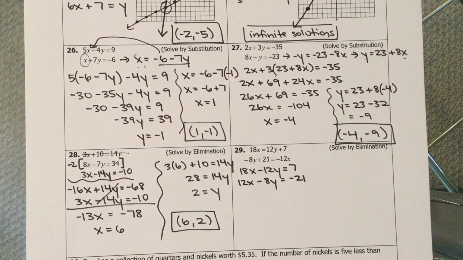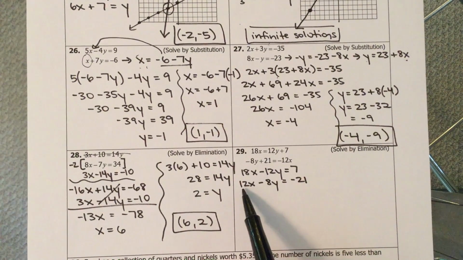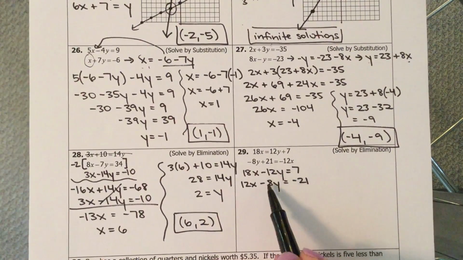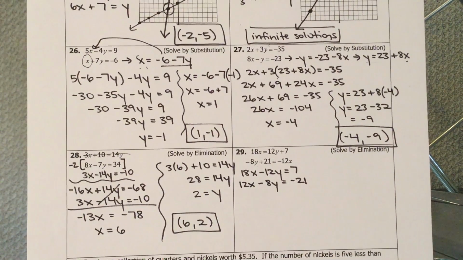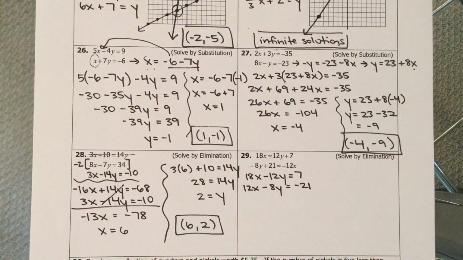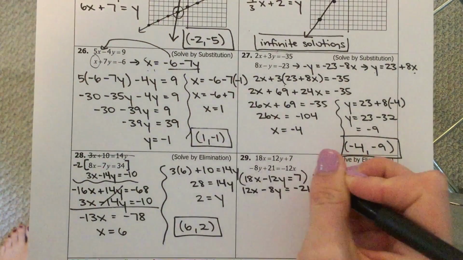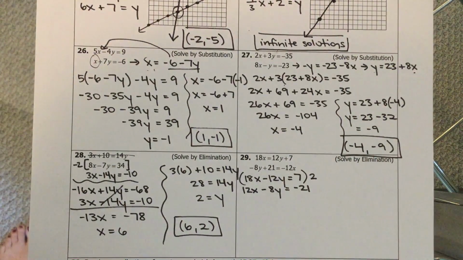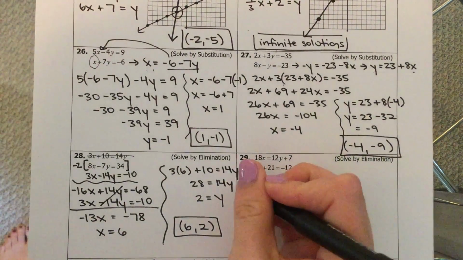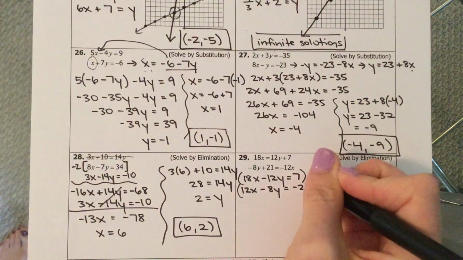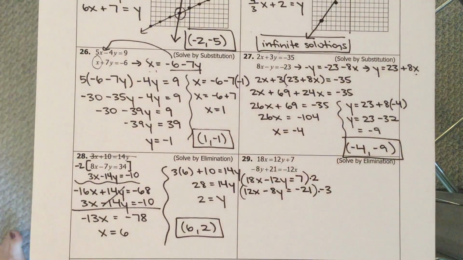So that's step 1, is just to get them all nice and lined up. Step 2, multiply one or both by a number to get the same coefficient. So this one is 18 and 12. I could make them both 36 if we wanted to. This one, 12 and 8, I could make them both 24 if we wanted to. So let's say we make the x's both 36. So I will make the top one a positive 36 by multiplying everything by 2, and I will make the bottom one a negative 36 by multiplying everything by a -3.